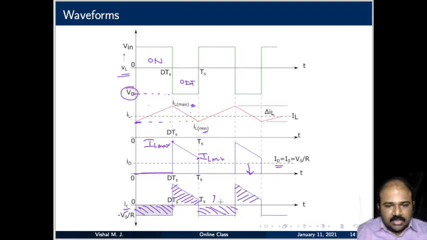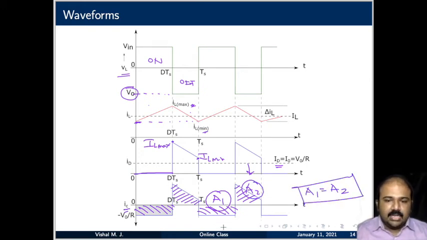Interestingly, if this is area 1 and this is area 2, area 1 will be equal to area 2. This is true for steady state, and this is called ampere second balance. For the inductor we have used volt second balance, for capacitors we will be using ampere second balance. This is why the average voltage remains more or less the same with some ripple. Here you will see a dip in voltage, and when charge is dumped you will see a rise in voltage, but the dip and the rise in voltage will be the same. So, the net average voltage will be retained.